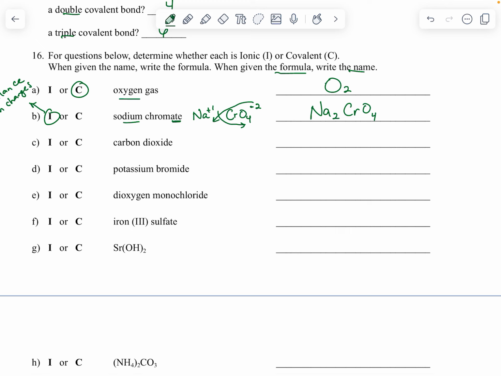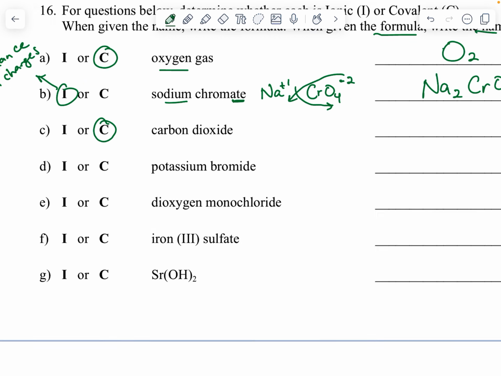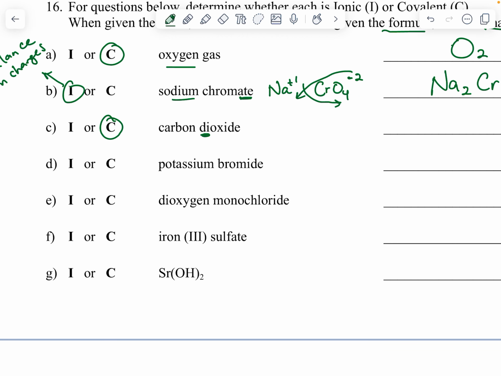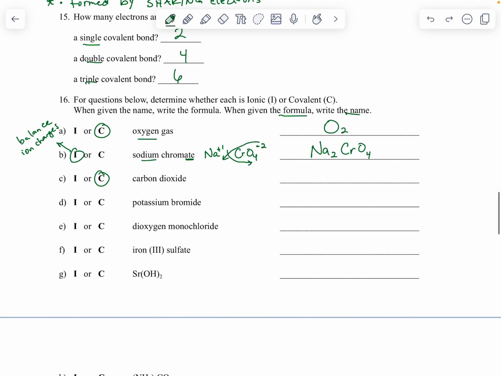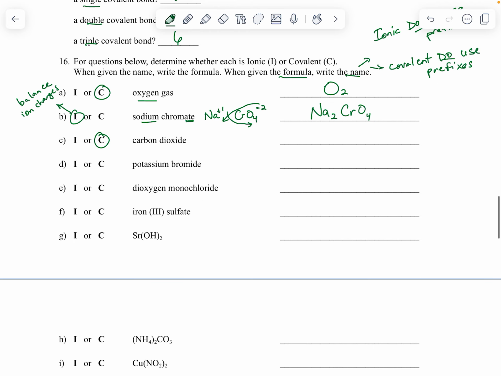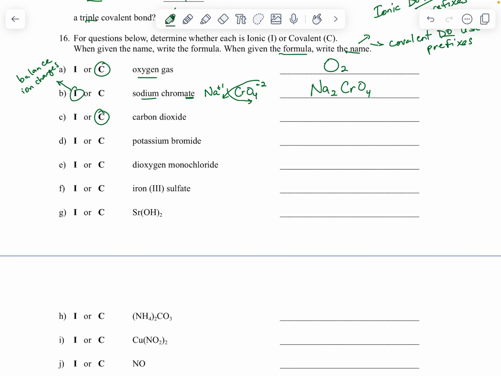Carbon dioxide, carbon's a nonmetal. Dioxide, or oxygen's a nonmetal. So this is covalent. Another way we can do it through the name is knowing that, hey, we have a prefix there. A very important thing to note is that when we're writing the names, ionic do not use the prefixes, right? Whereas covalent do use the prefixes. All right, and so we know this is covalent.